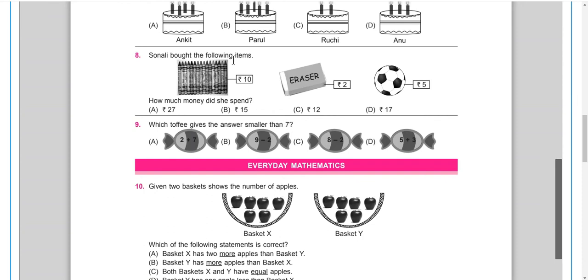Sonali bought the following items. It seems there are some colors, which is rupees 10. She bought an eraser, which is rupees 2. She bought a football, which is rupees 5. How much money did she spend? Can you tell me?